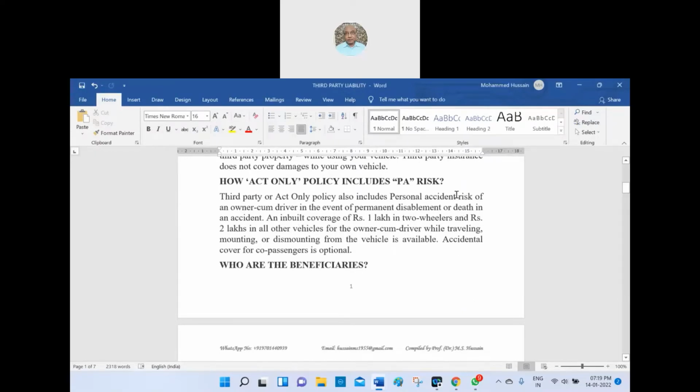Good, good. So how does an act only policy include PA? That is a risk, personal accident risk. Third party or act only policy also includes personal accident. And how will the personal accident be included? Risk of an owner-cum-driver in the event of permanent disablement or death in an accident.